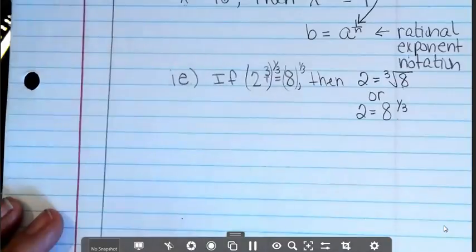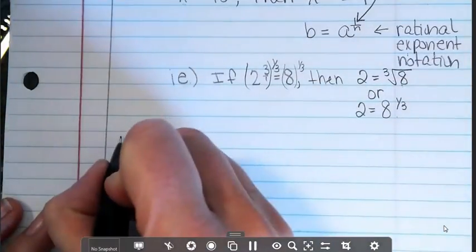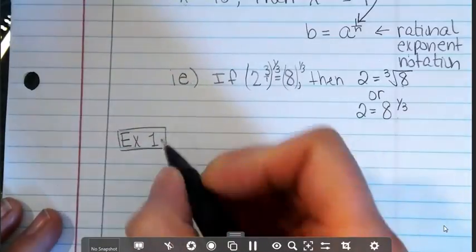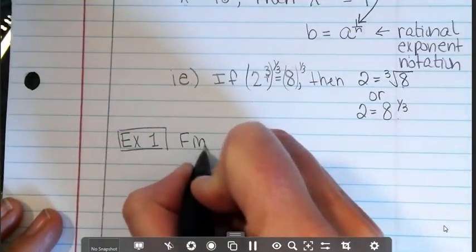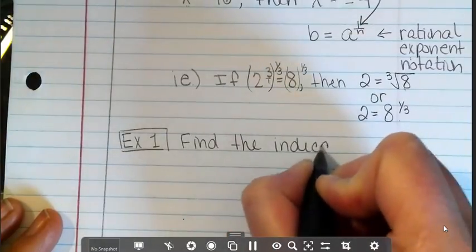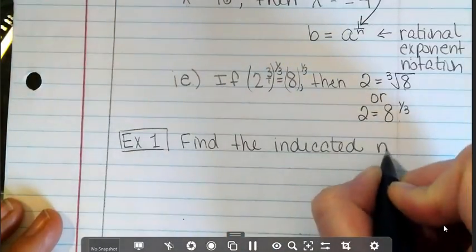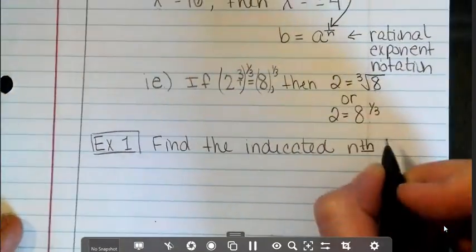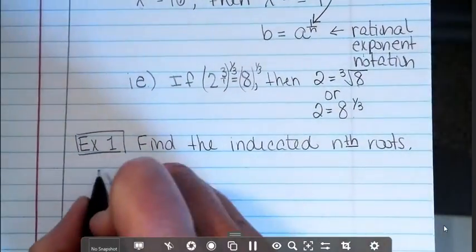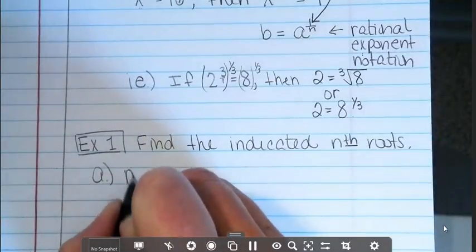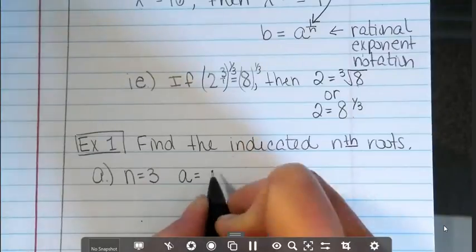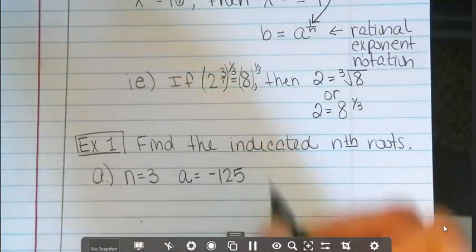All right, so let's do a couple more examples of these, and we'll do a formal example. So example 1, we're going to find the indicated nth roots. We'll do a couple of these. So the first one we'll do is if n is 3 and a equals negative 125.